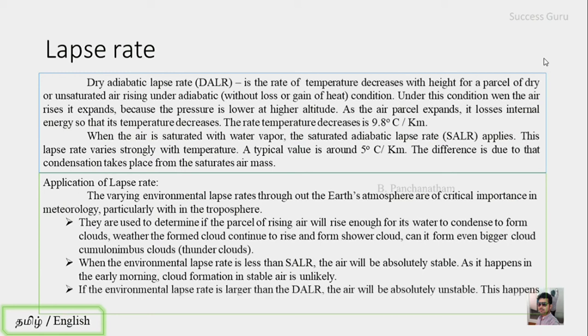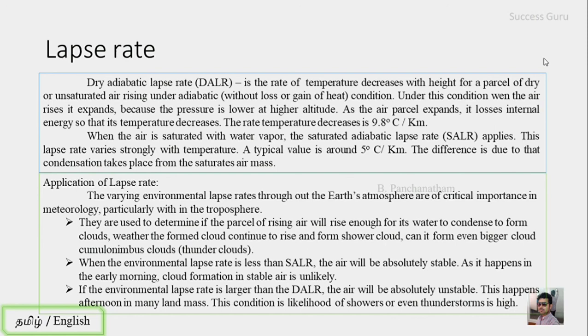Okay. The second case is when the environmental lapse rate is larger than the DALR, that is, the dry adiabatic lapse rate. In this case, what happens? The air mass is totally unstable, and when the air mass is totally unstable, the likelihood of a shower or even a thunderstorm is very high. And this case occurs in most of the landmass at afternoon time. So this is the actual reason for the convectional rainfall.